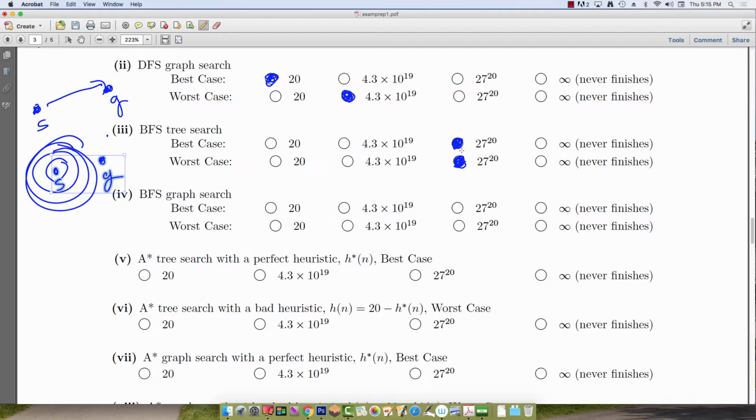For a very similar reason, it doesn't really matter how lucky we get in this case, because it's just going to have to search uniformly anyways. So it doesn't matter how lucky we get.